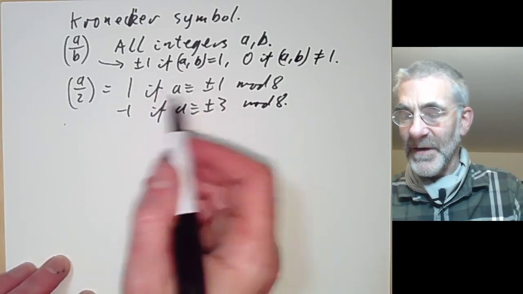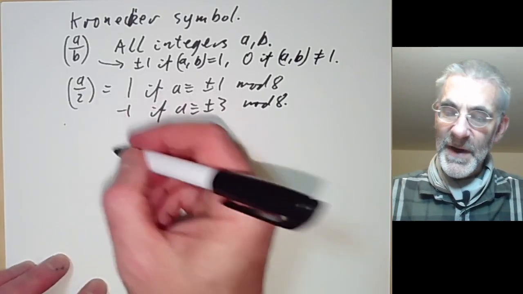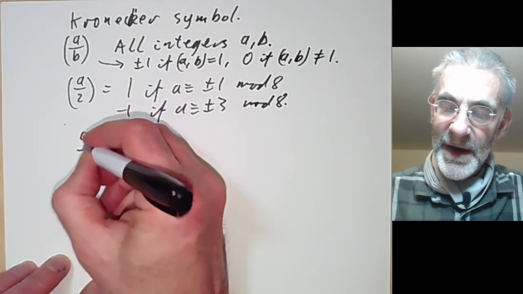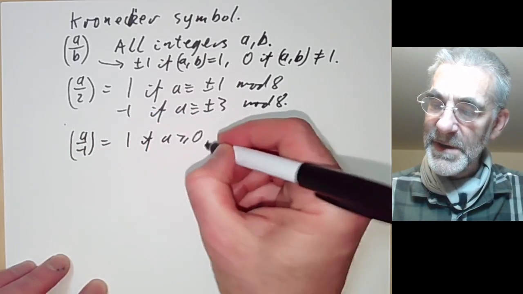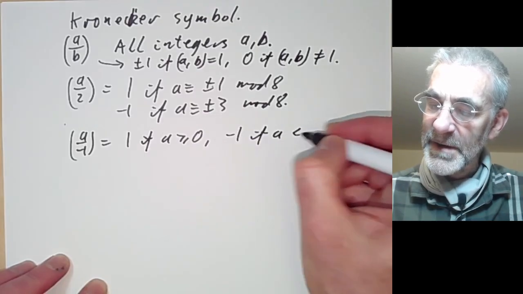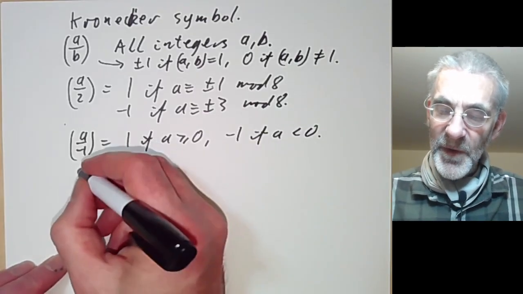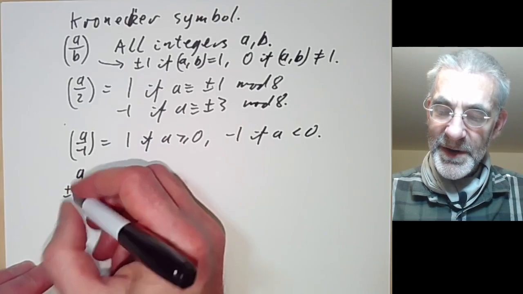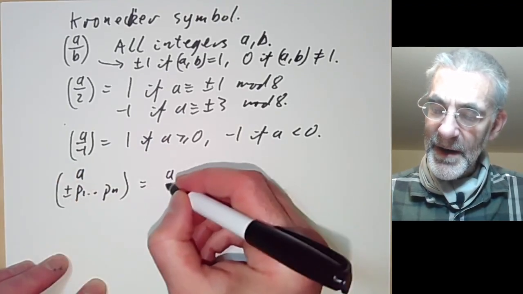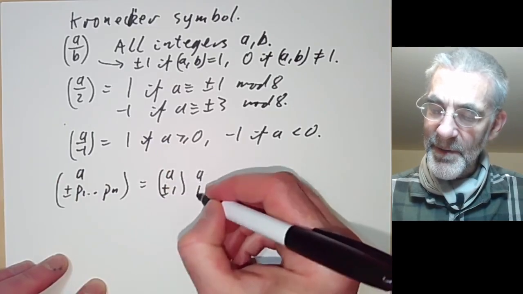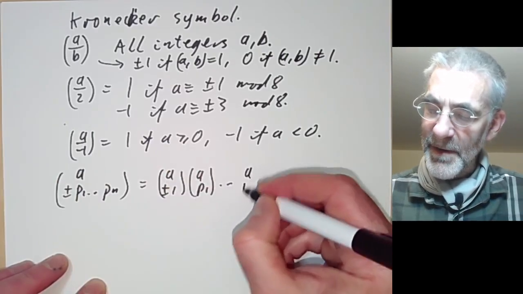So if a is even, this is automatically 0. And we define (a/-1) to be 1 if a is greater than or equal to 0, and minus 1 if a is less than 0. And then, as before, we define (a/±p1...pn) to be (a/±1)(a/p1) up to (a/pn).